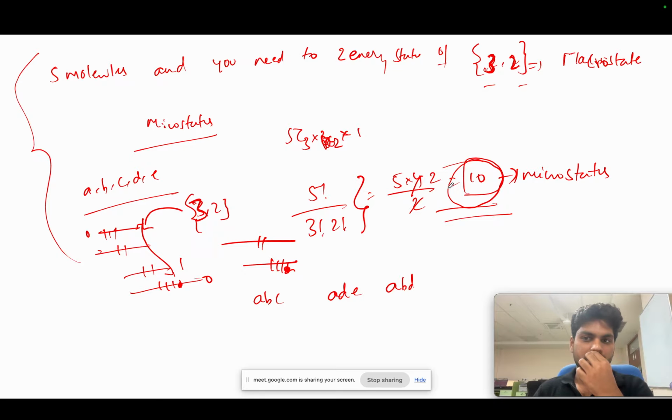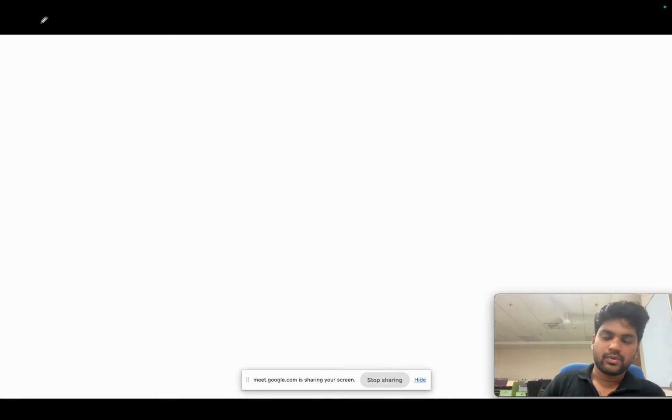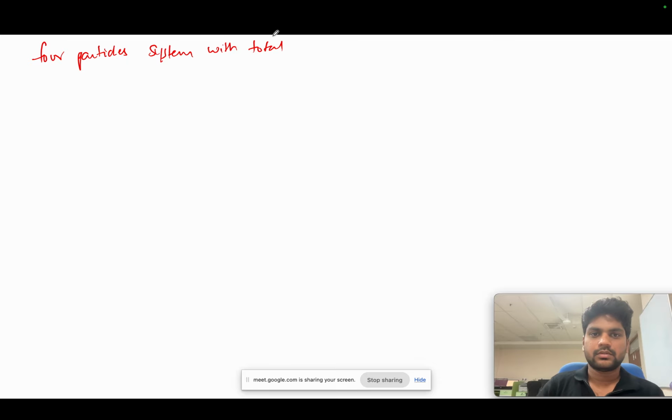If somebody asks, I am giving you a microstate, and how many microstates are possible, this is one of the ways to do it. And there is another type of problem. Instead of distributing into two energy states, they will give the total energy. Suppose, as sir explained in the class, a 4 particles system with a total energy of 5E. So now what is yours?